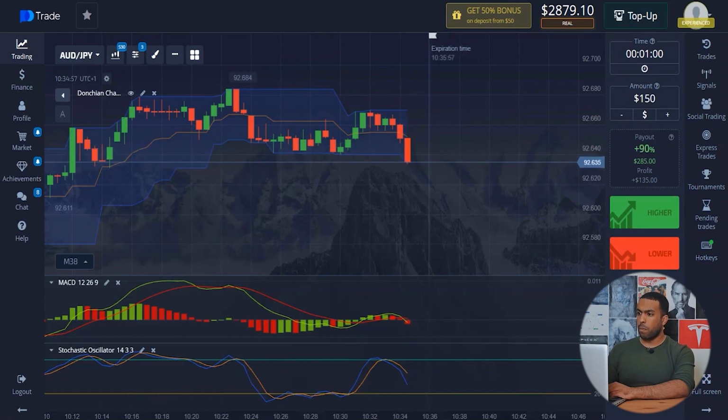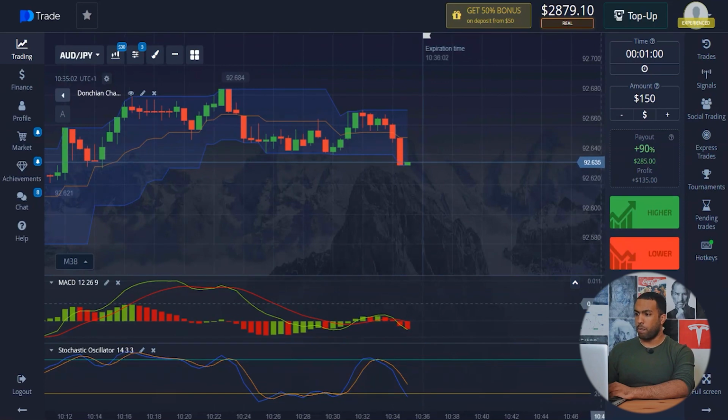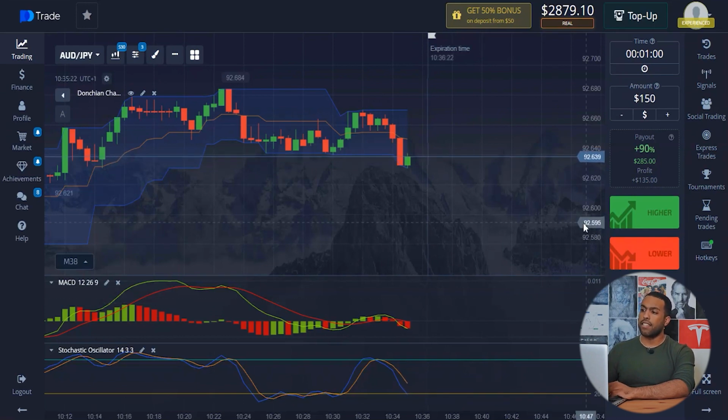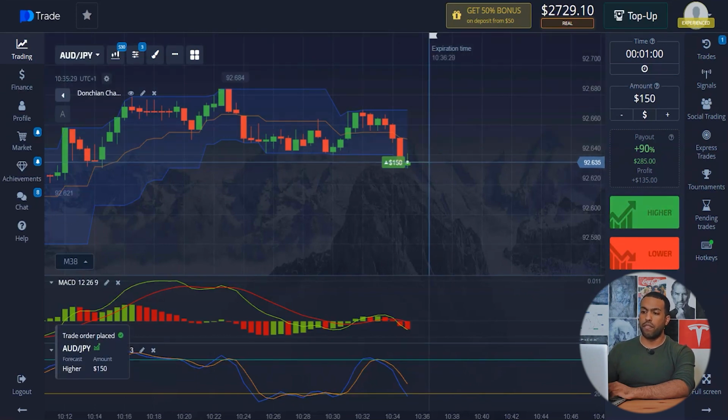After the trade closed, the price went down as we expected. But unfortunately, it happened later than we wanted. I have analyzed the price behavior during the last 10 minutes and I decided to open a trade. So I'll make an up trade for $150.